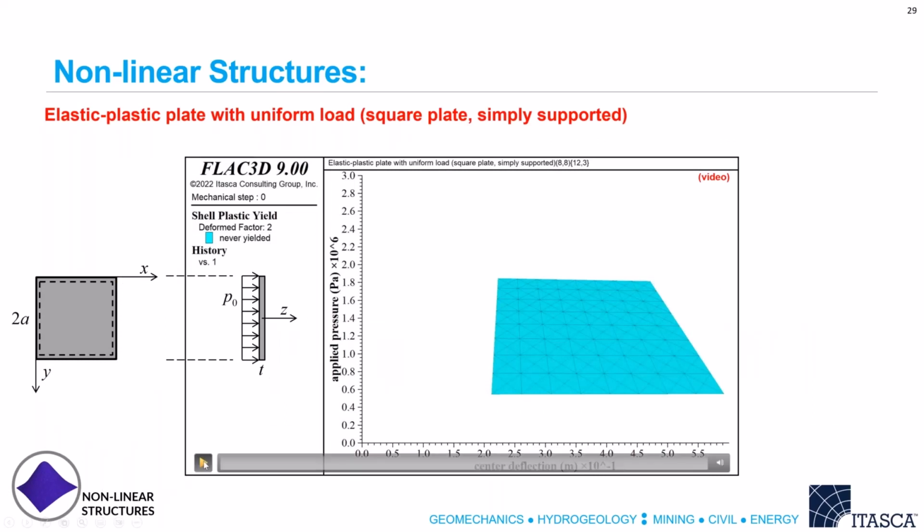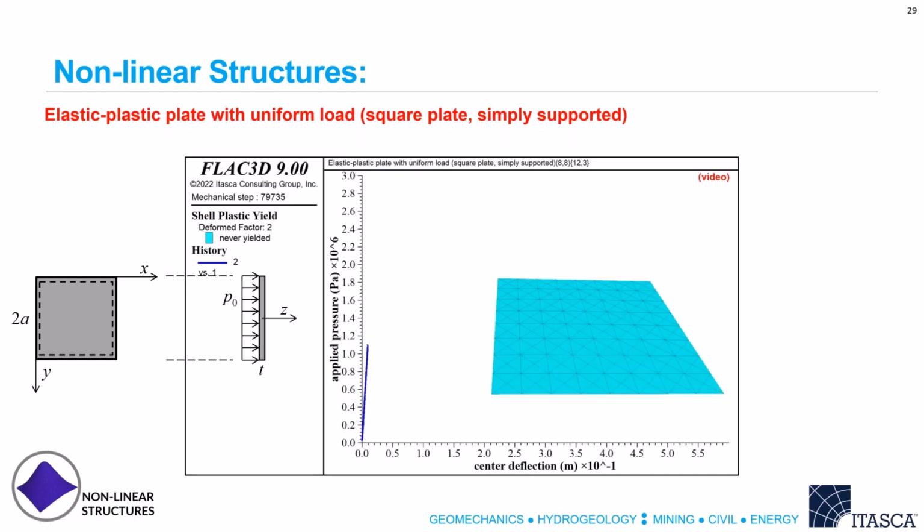And so adding this plasticity is really a big step forward for us. And so here's just another example. This is a square plate supported at the edges, some pressure applied to it. So yeah, let's hit the movie here. So again, it starts out behaving elastically.